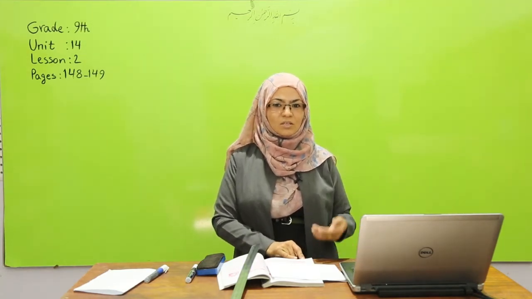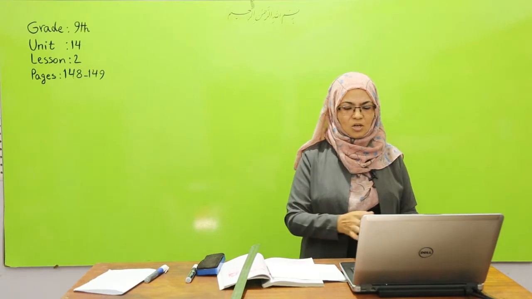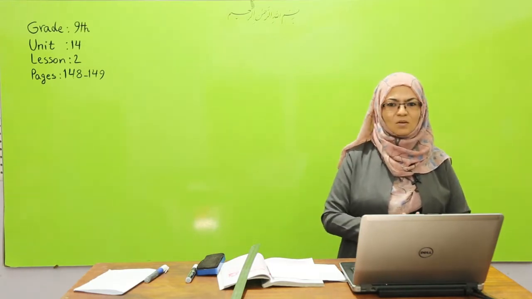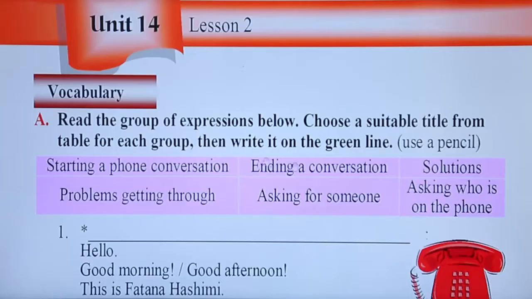Before going to the reading, let's do some activity. Open your books and see the vocabulary part. Vocabulary. Read the group of expressions below. Choose a suitable title from the table for each group. Then write it on the green line.